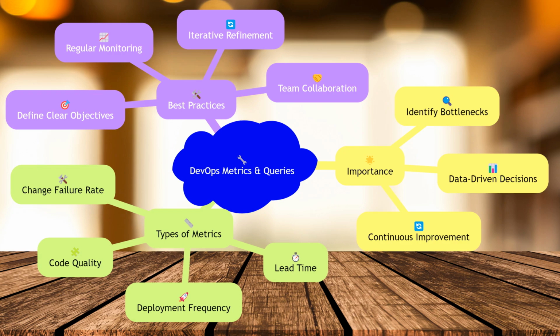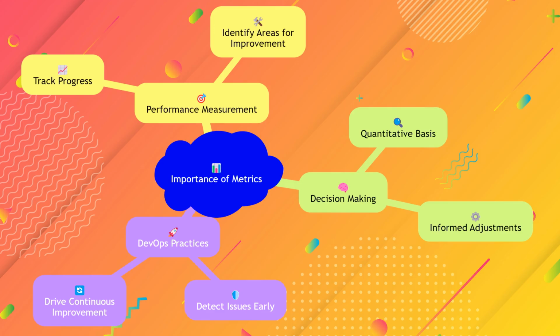practices for implementation. Metrics are essential for measuring the performance and health of development processes. They help teams understand how well they are performing against their goals and identify areas for improvement. Metrics provide a quantitative basis for decision-making, enabling teams to track progress, detect issues early, and make informed adjustments. Without metrics, it would be challenging to gauge the effectiveness of DevOps practices and drive continuous improvement.